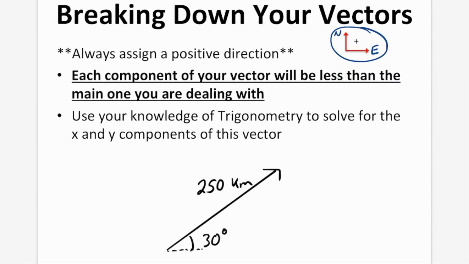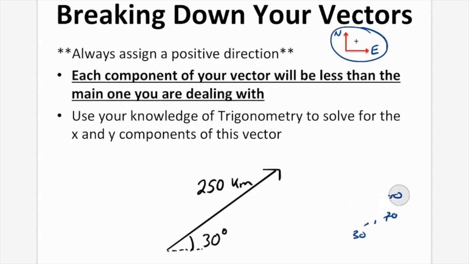And we've got to keep in mind that each component of our main vector will be less than the main vector. So our components are always going to represent part of the entire whole, but not equal parts. So for instance, if we had a line that was 100, it's not like this needs to be 50 and 50 or 30 and 70. It doesn't break it down like that. It just means that if this one is going to the right, it's going to be a portion of that 250, and we're going to see what that is in a second. So we're going to have to use our knowledge of trigonometry to solve for the x and y components of these different vectors.